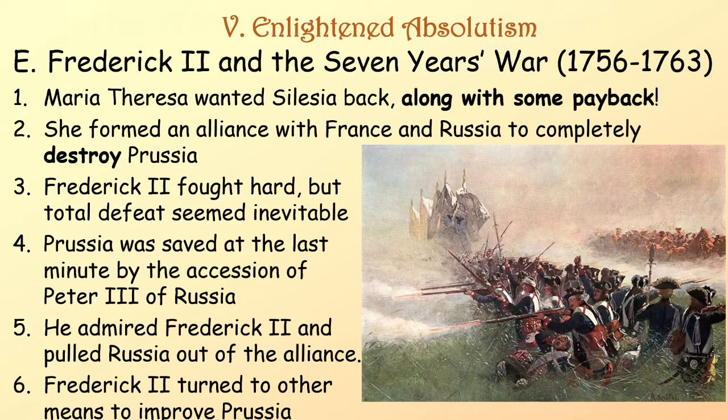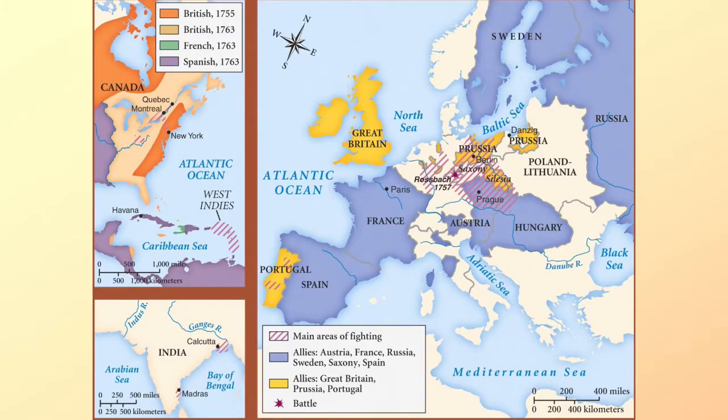Prussia was saved at the last minute by the accession of Peter III of Russia. Peter III admired Frederick II, pulled Russia out of the alliance, and Frederick II turned to other means to improve Prussia. And you've got a map here of the 7 Years' War.